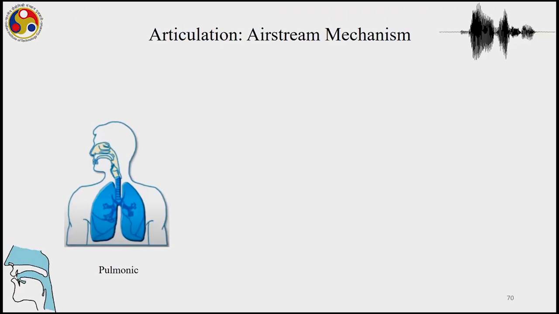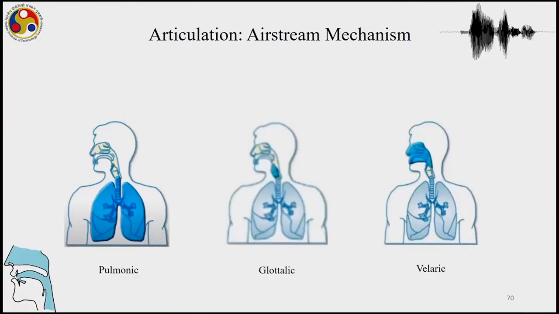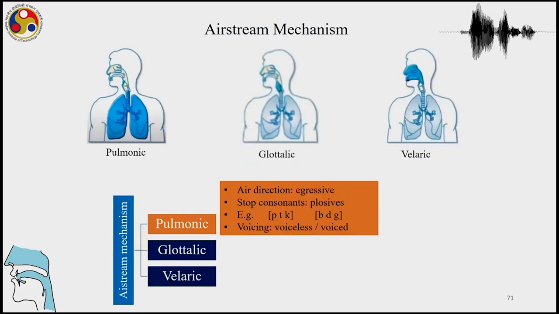So the airstream mechanism, pulmonic egressive airstream mechanism is the one which is most commonly employed for the production of sounds. However, there are sounds which do not use the pulmonic egressive airstream mechanism, and they can be glottalic, they can be velaric as well. And for the production of the pulmonic egressive airstream mechanism, the air is pushed out of the lungs and then the vocal tract gives the shape to the sounds which are produced. So all normal sounds are produced by the pulmonic airstream mechanism.